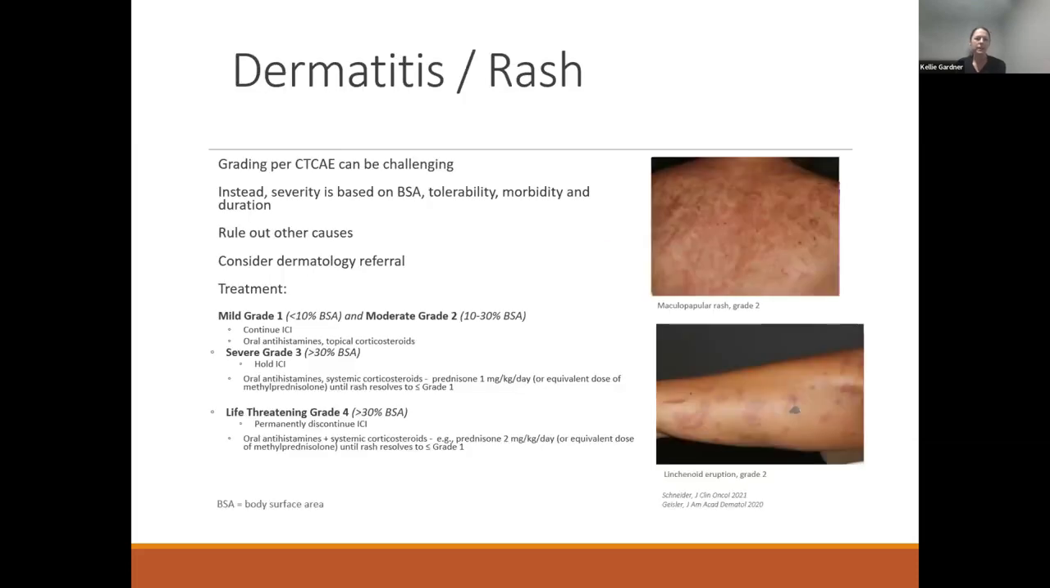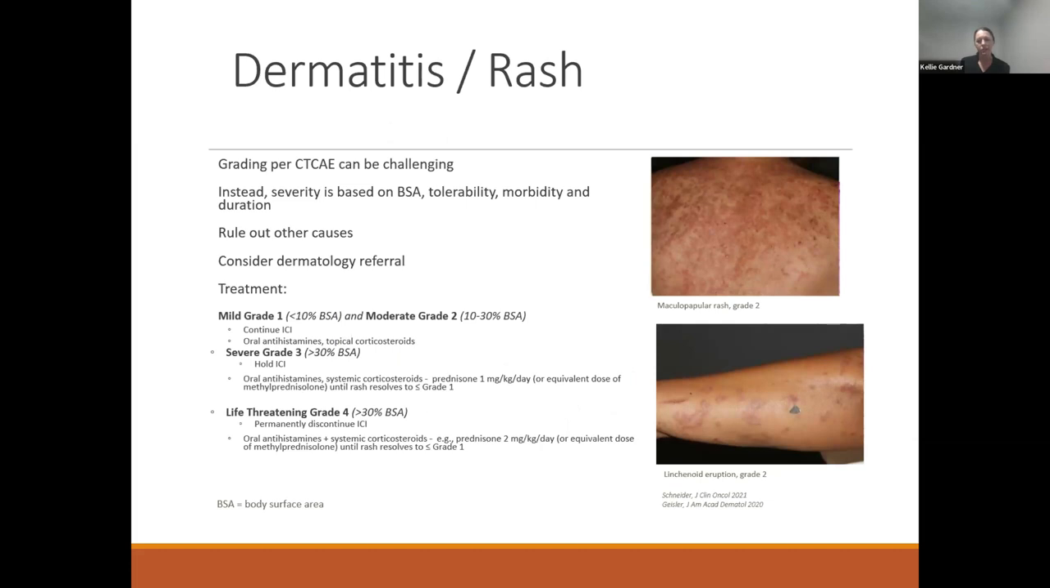So the first one I'm going to talk about specifically would be dermatitis or rash. This one is probably the second most common side effect that we see in the immunotherapies after fatigue. Grading is a little bit different with this. We use body surface area in addition to symptoms to grade rash.